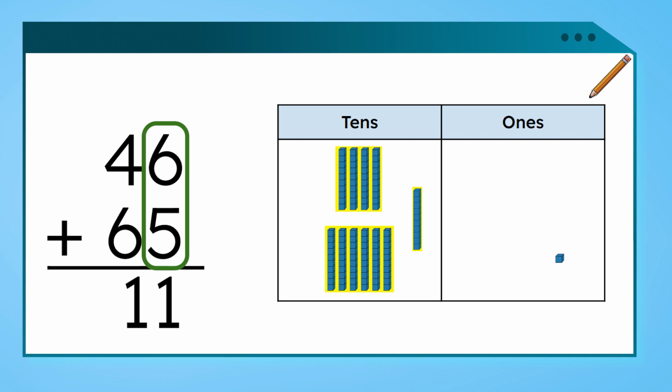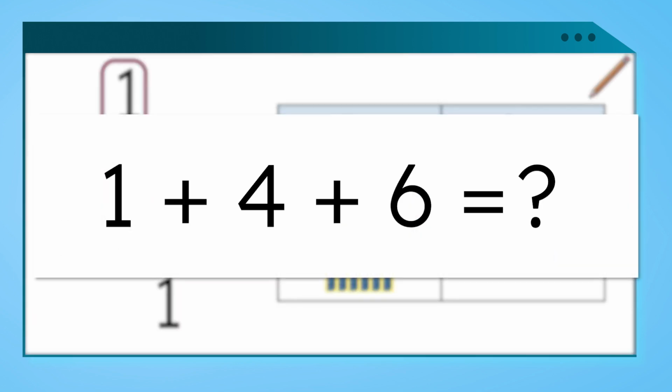We started with 4 tens plus 6 tens, and we just added one more 10. So we'll write a 1 above our tens place. This would look like 1 plus 4 plus 6. How many total tens do we have now? That's right. When we add this up, we now have 11 tens.